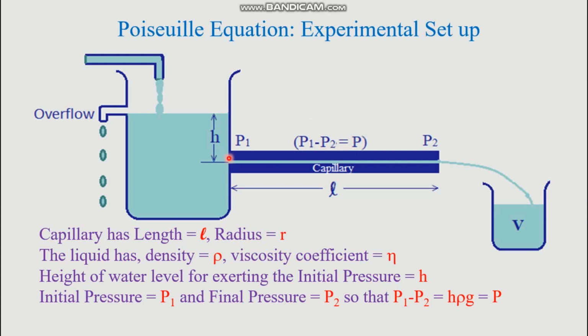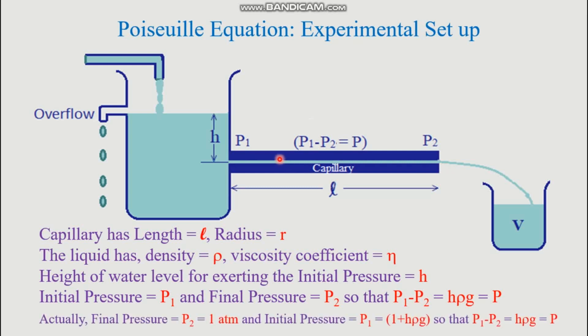Actually, the pressure at this point is 1 atmosphere plus h rho g, where g is the gravitational acceleration. And at this point, the pressure is 1. So this h rho g, this excess pressure, is being released at this point. But the 1 atmospheric pressure is present throughout the system. Therefore, the actual pressure at this point is 1 atmosphere, and at this point is 1 plus h rho g, so that the difference is 1 plus h rho g minus 1 equals h rho g, which is in turn written as capital letter P.